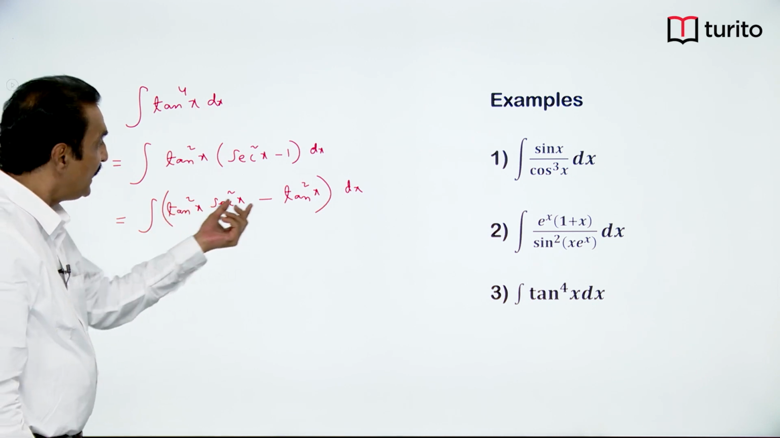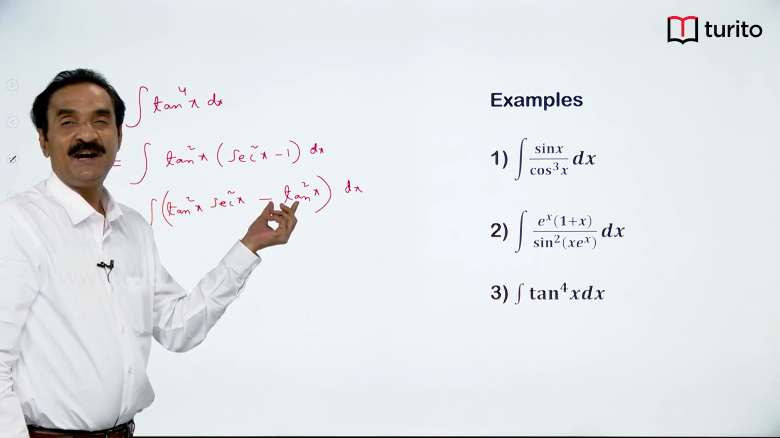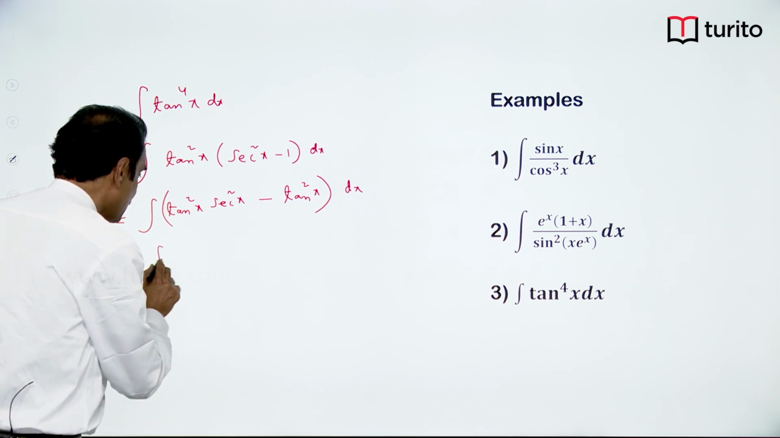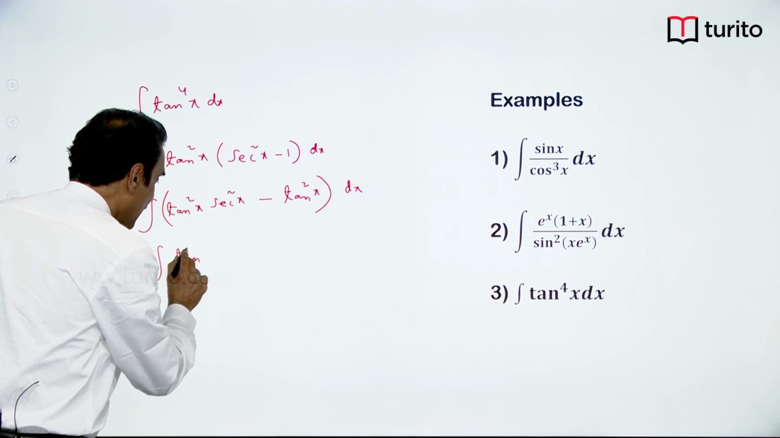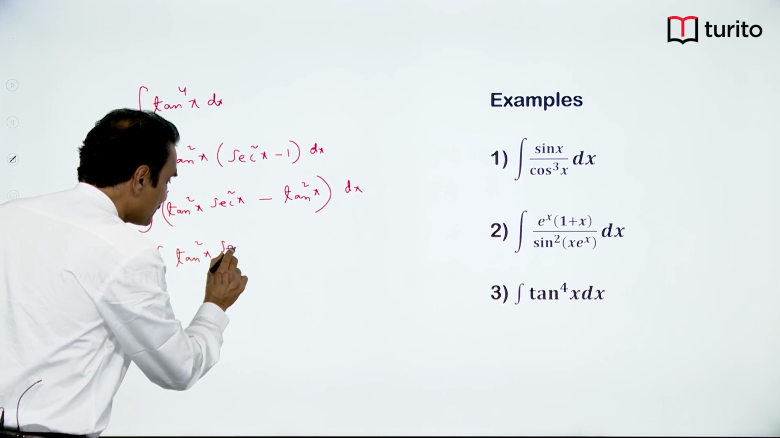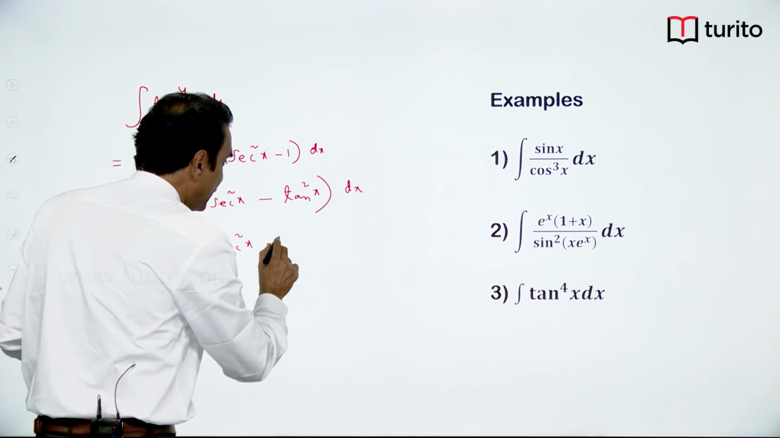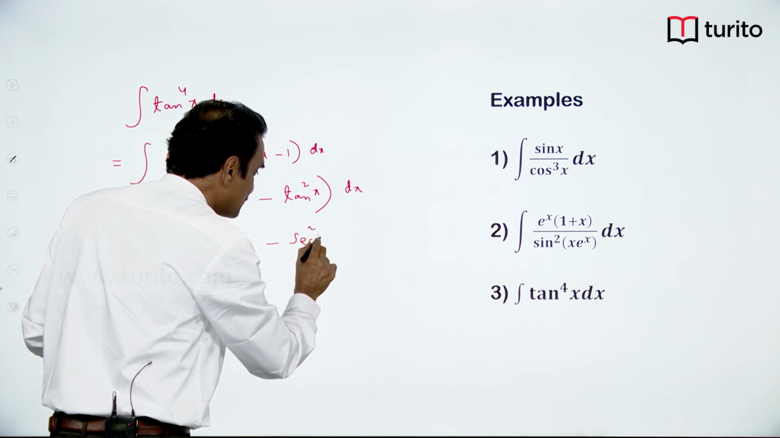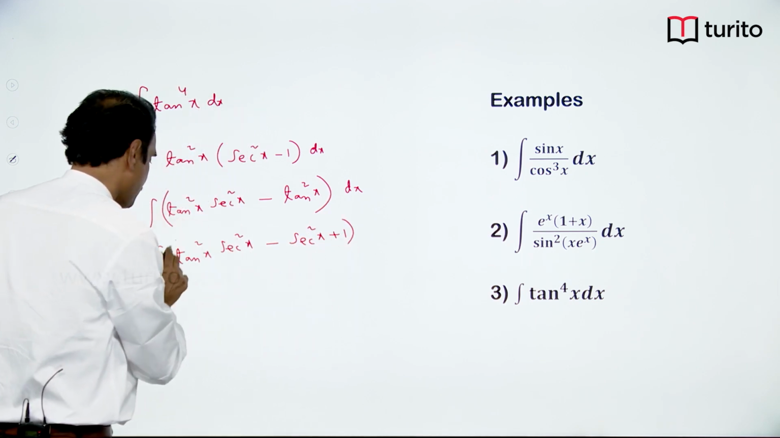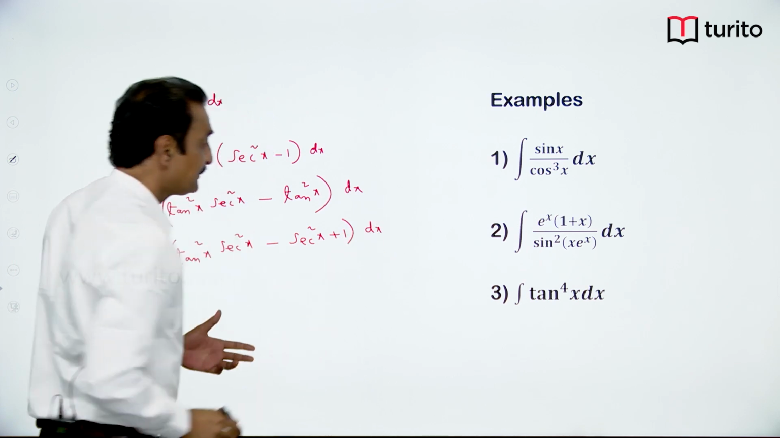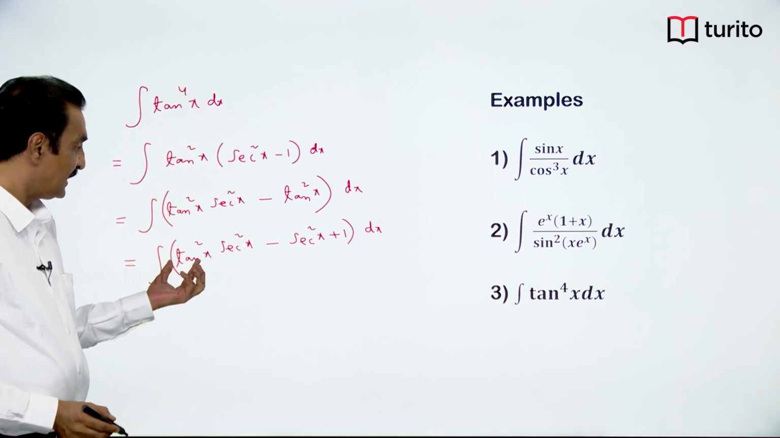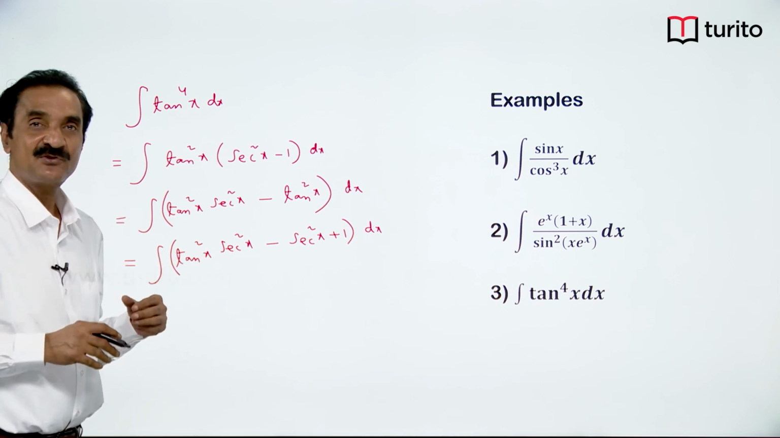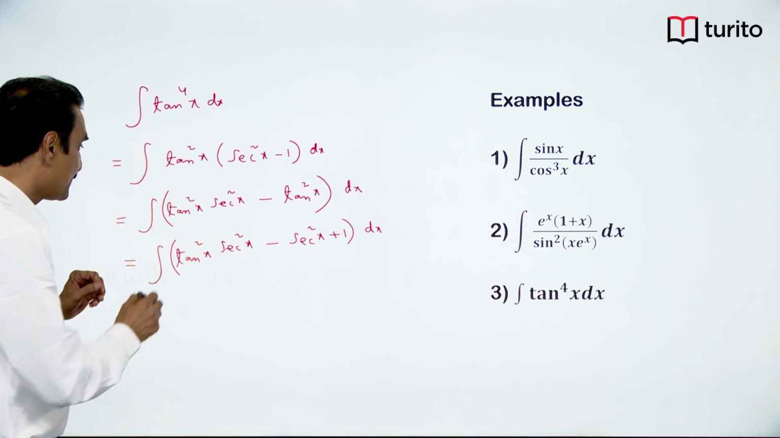And in the second part, again we write this tan square x as secant square x minus 1. Then tan square x into secant square x minus, if you write tan square x as secant square x minus 1, you will get minus secant square x plus 1. Actually we have to substitute tan x is equal to t for the first part, but without writing the substitution also we can solve this question.